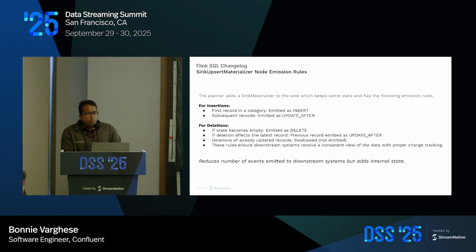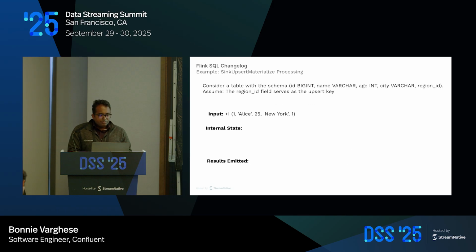So there are some rules associated to the sink upsert materializer. For insertions, the first record is emitted as an insert. Subsequent records are emitted as an update after. For deletions, if the state becomes empty, a delete is emitted. If deletion affects the latest record, the previous record is emitted as an update after. These rules allow downstream systems a consistent view. We'll see this with an example.